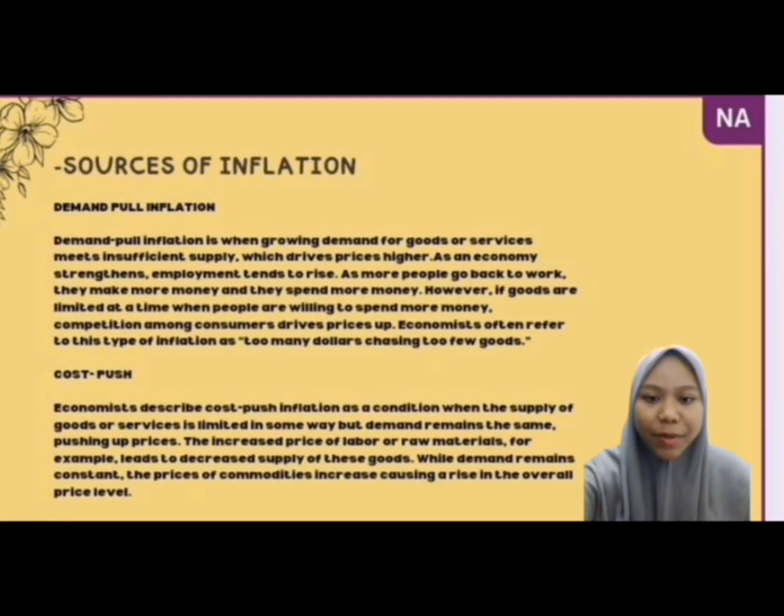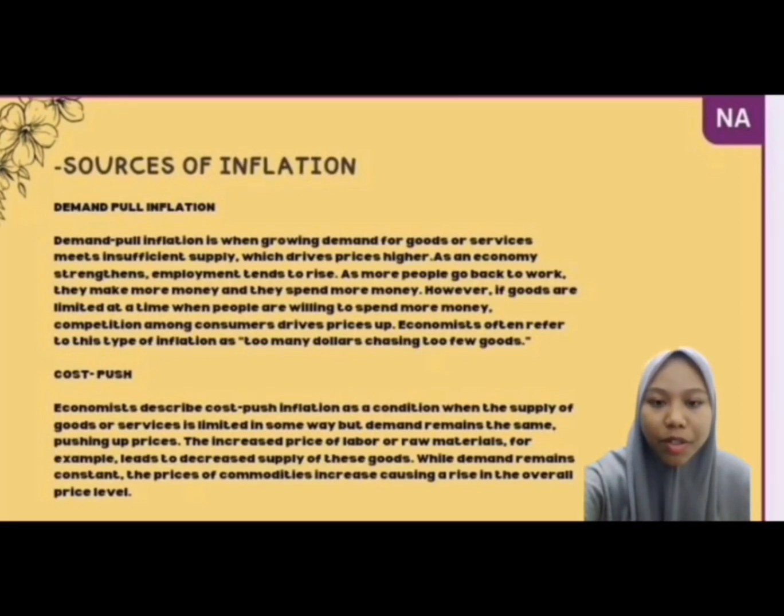Demand pull inflation is when growing demand for goods or service meets insufficient supply, which drives prices higher. As an economy strengthens, employment tends to rise. As more people go back to work, they make more money and they spend more money. However, if goods are limited at a time when people are willing to spend more money, competition among consumers drives prices up. Economists often refer to this type of inflation as too many dollars chasing too few goods.